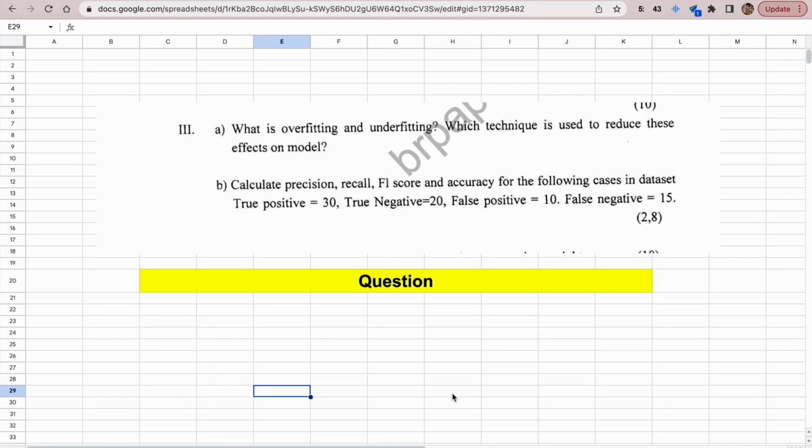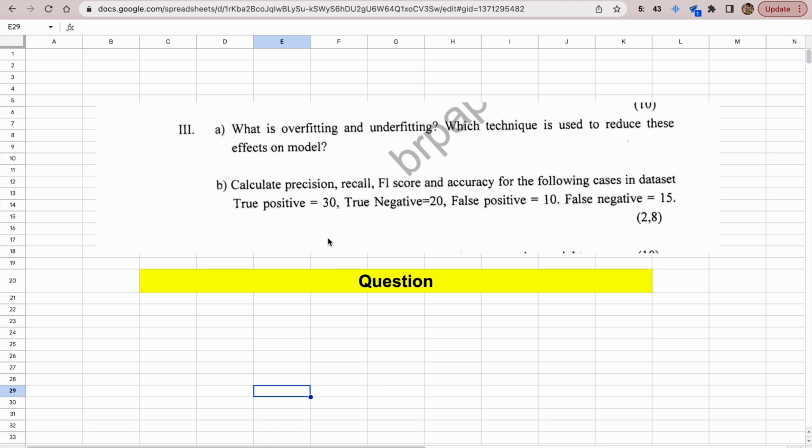Hello people, today I'm going to explain the second question. It was asked in a university exam and it is a problem about the confusion matrix where you have to find out the precision, recall, F1 score and accuracy for a data set. But the data set was not given, only the true positive, true negative, false positive, and false negative values were given.